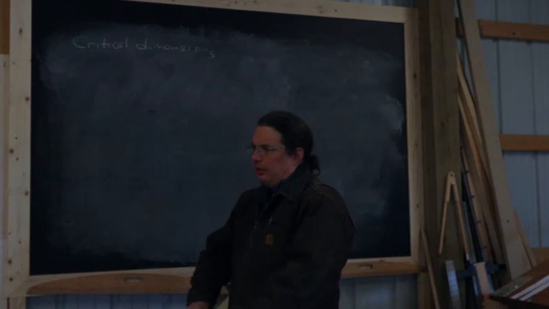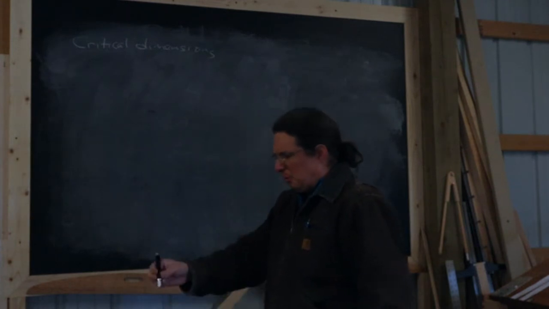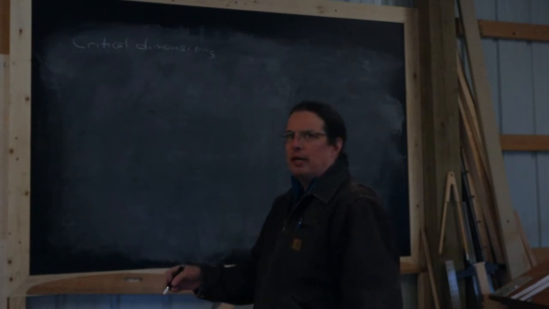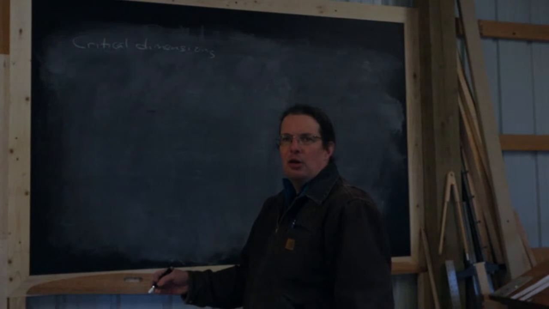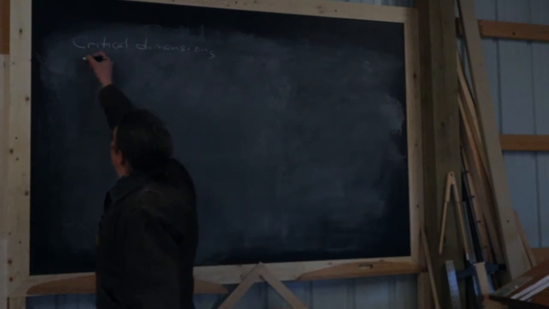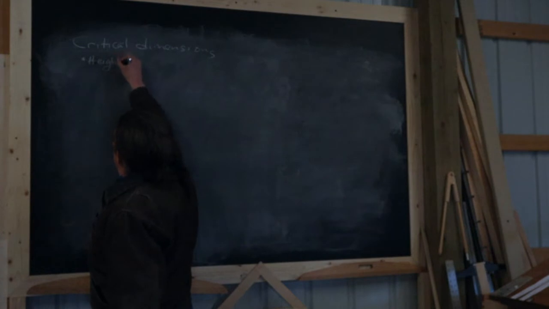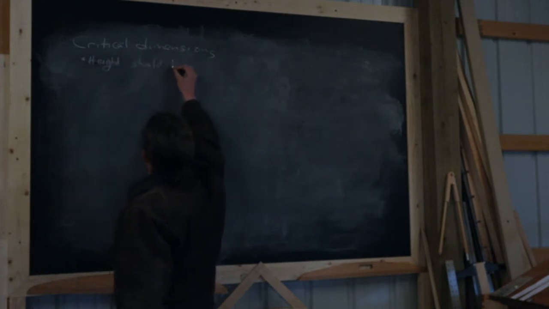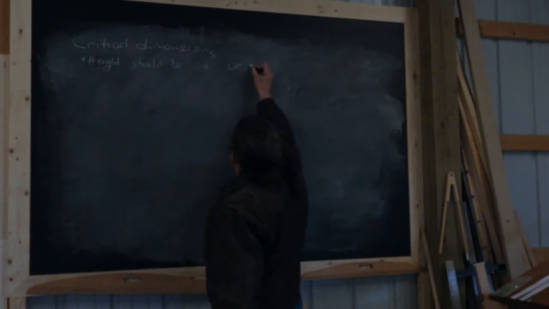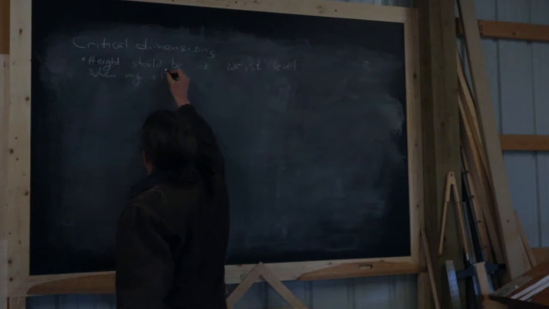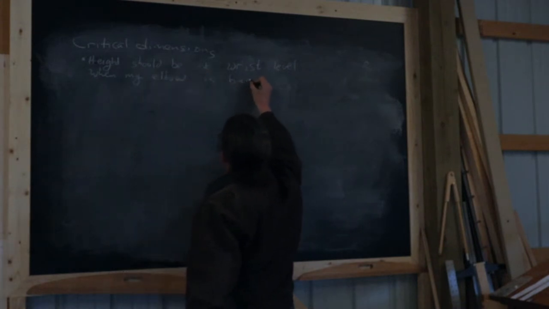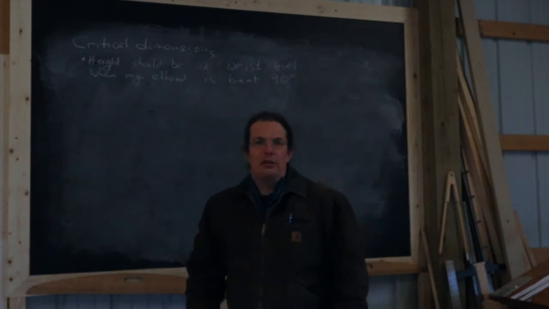I would like the height of the desktop to be at a comfortable height for me to write. That typically means if I'm standing straight up comfortably, then I want the bottom of my wrist to rest on that desktop when my elbow is hanging down comfortably and my forearm is bent at about a 90 degree angle. So the height should be at wrist level. My elbow is bent 90 degrees.